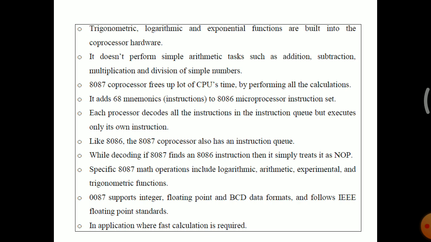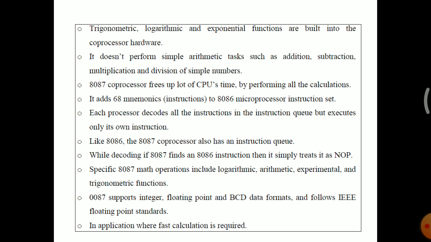Like 8086, the 8087 coprocessor also has an instruction queue. We will see it in the architecture. In the instruction queue of 8087, it will be getting the instructions to be executed arranged in the queue. While decoding, if 8087 finds an 8086 instruction, then what does it do? It simply avoids those instructions, considering them as NOP, that is no operation instruction.